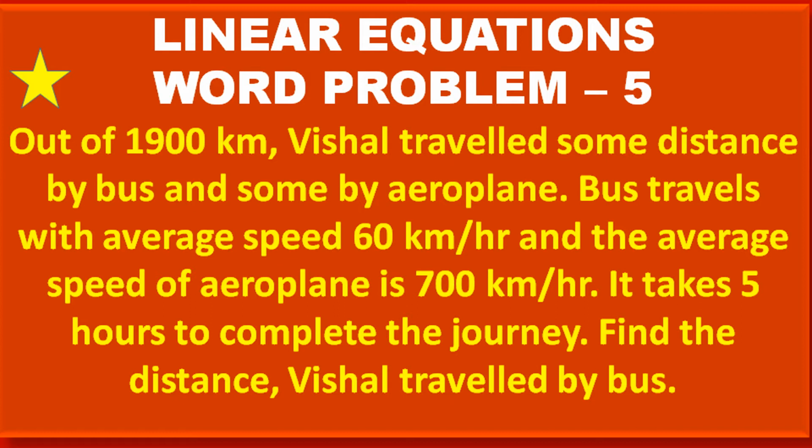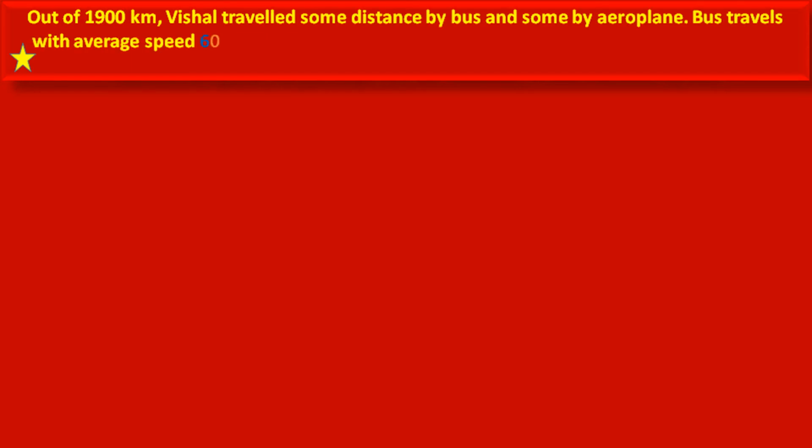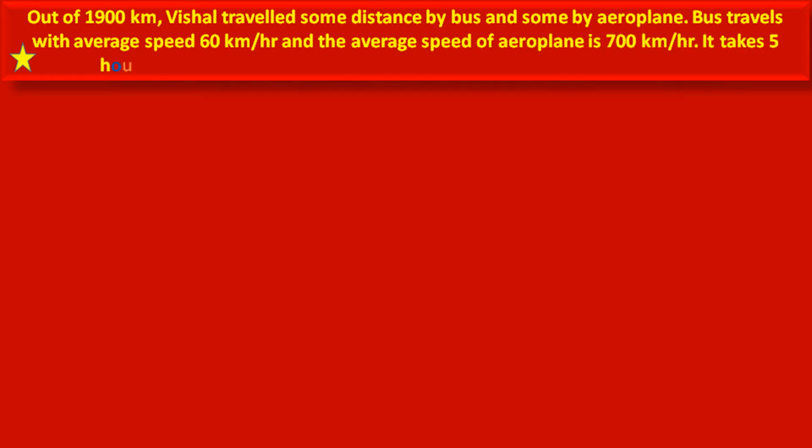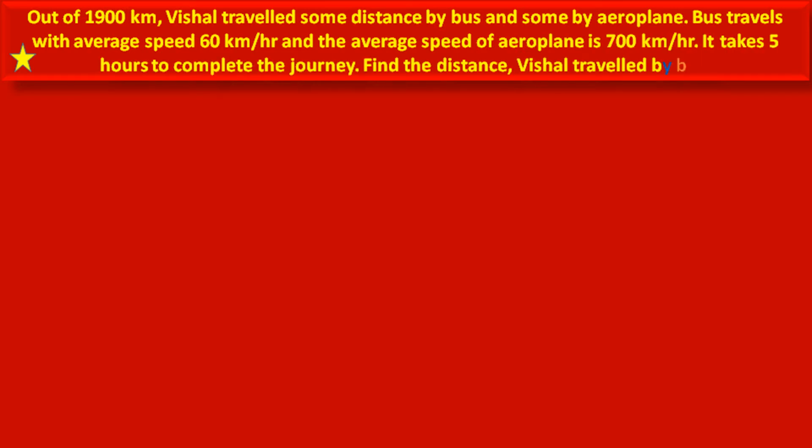Now see how to solve this problem. Friends, see what is given here. Out of 1900 kilometer, we shall travel some distance by bus and some by aeroplane. Bus travels with average speed of 60 km per hour. The speed of bus is given here, 60 km per hour. And average speed of aeroplane is also given, 700 km per hour. It takes 5 hours to complete the journey.